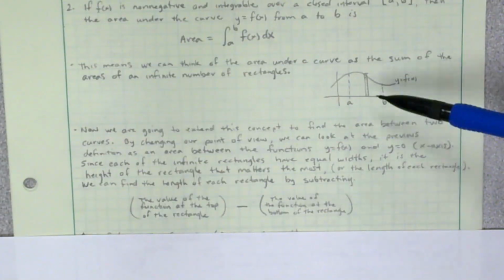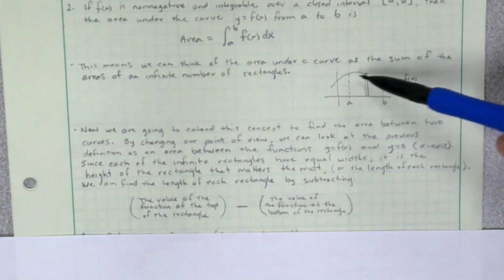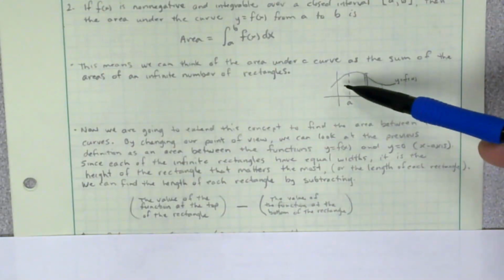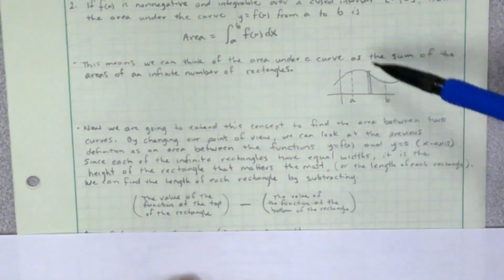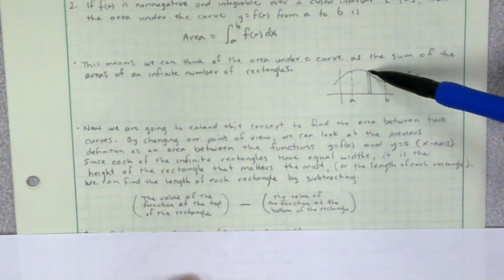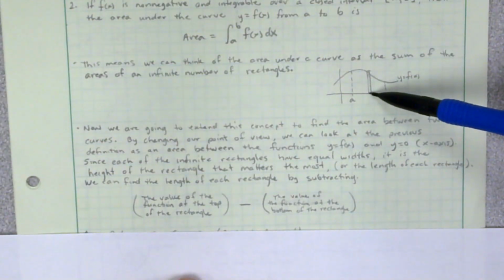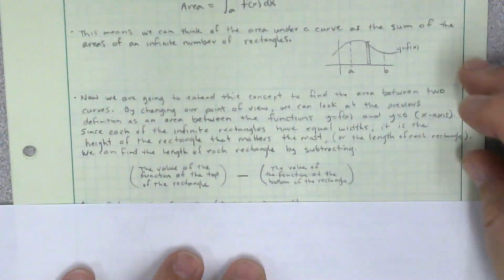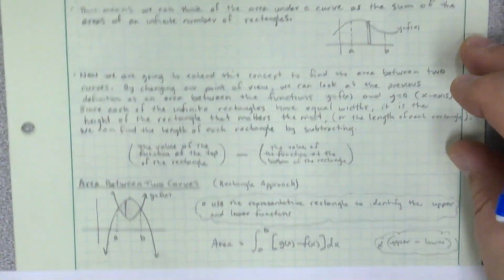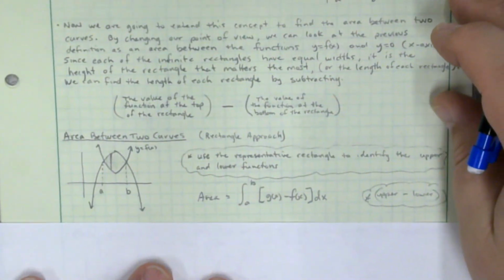And we can find the length of each of these little rectangles occurring across the region by simply taking the value of the top of the rectangle minus the value of the bottom of the rectangle. Top minus the bottom. Okay? And when we do that, we can get this area.